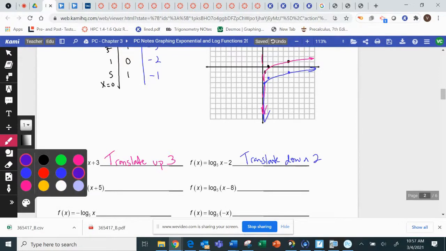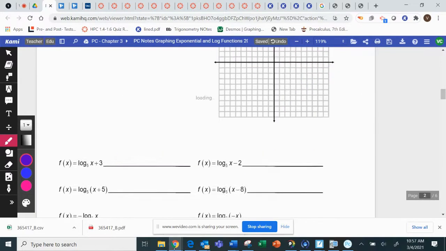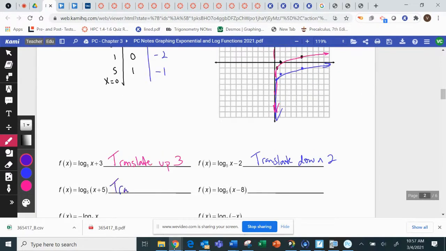Okay, how about if we have log base 5 of x plus 5? Belle, can you tell me what happens for this one? Good. Let's graph that one. Translate left 5.